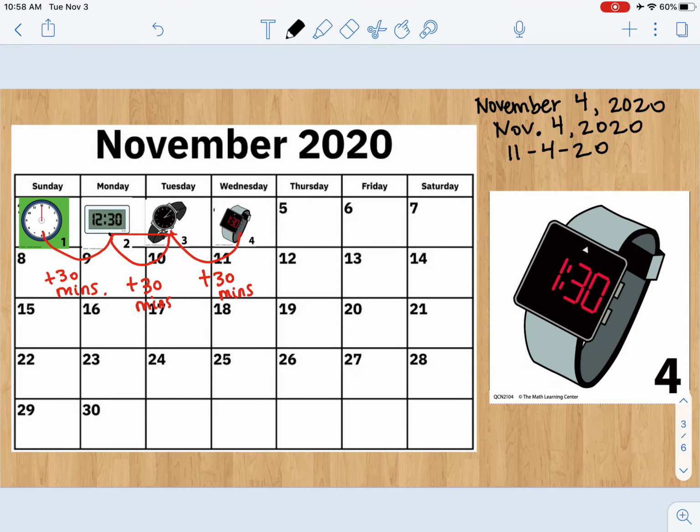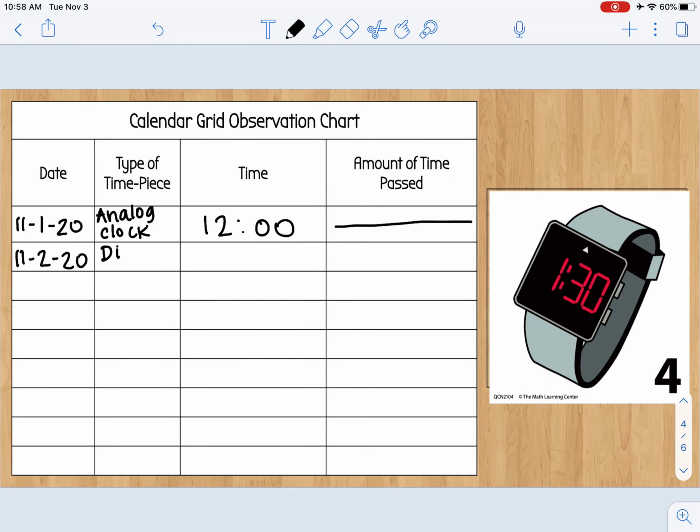That one showed what kind of clock is that one? It just shows you the numbers. That's correct. It's a digital clock. And that time showed me 12:30 with those numbers. And we said that that was an increase of 30 minutes. I'm going to abbreviate minutes, or a half hour. And let's move on to November 3rd.